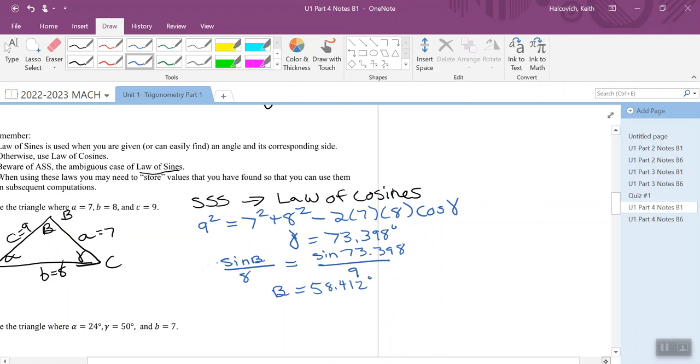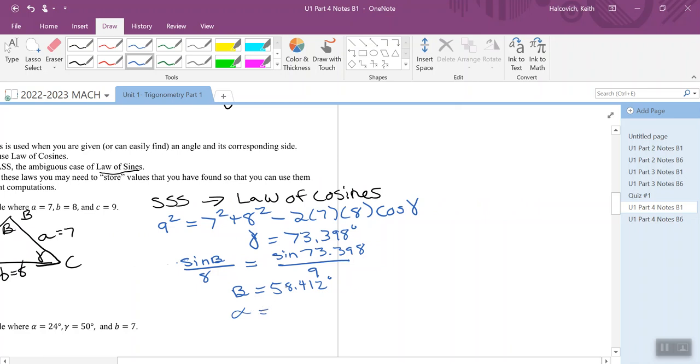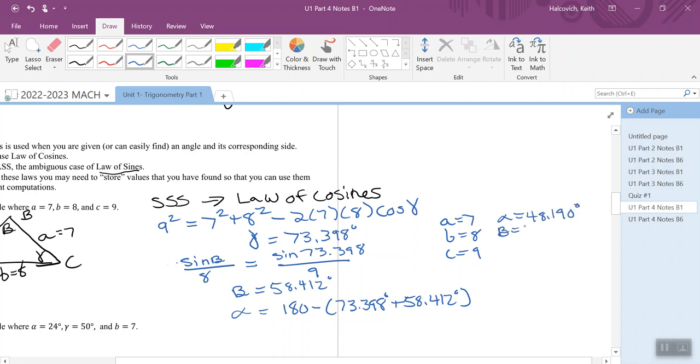So remember, when I'm writing these out, alpha is going to equal 180 minus 73.398 plus 58.412. All right, so when I solve this, I need to make a table. So I know side A is 7, B is 8, C is 9, and I know alpha is going to be 48.190. Beta is going to be 58.412 degrees. And gamma is going to equal 73.398 degrees. And that is your answer here.